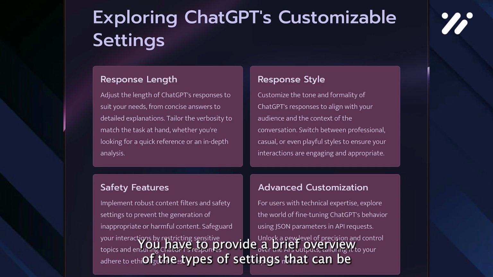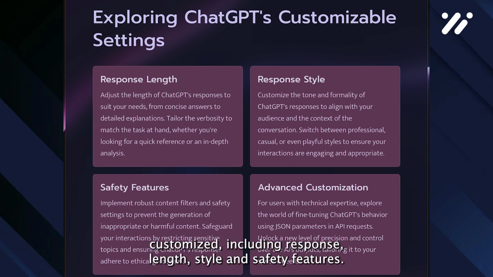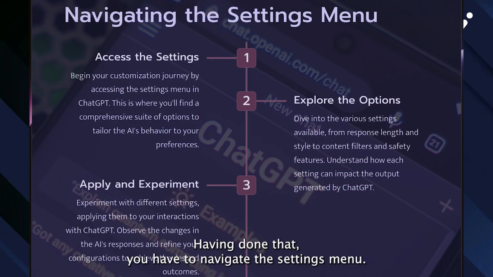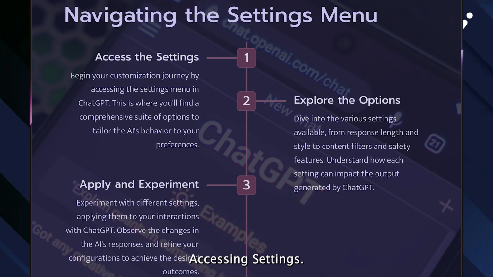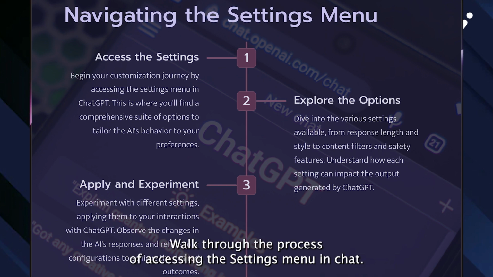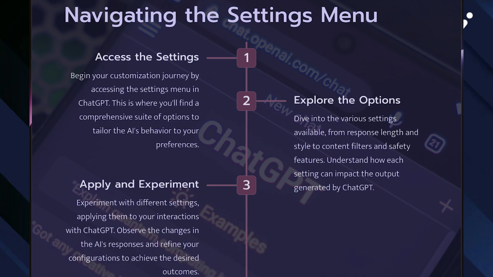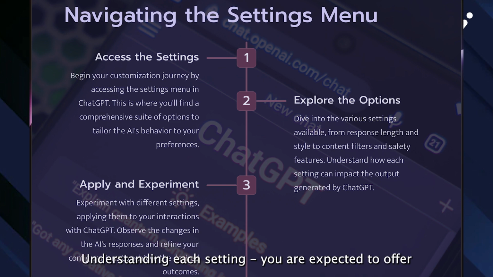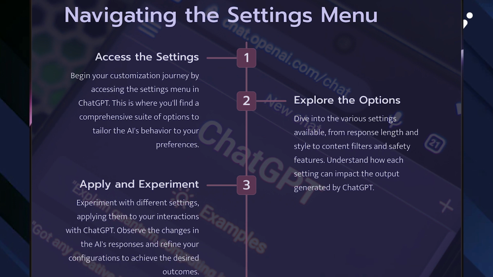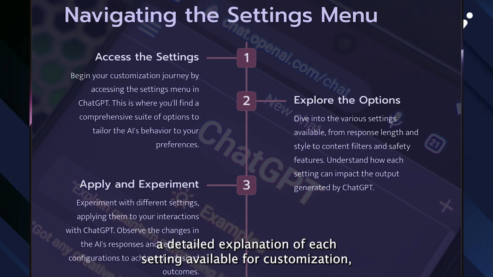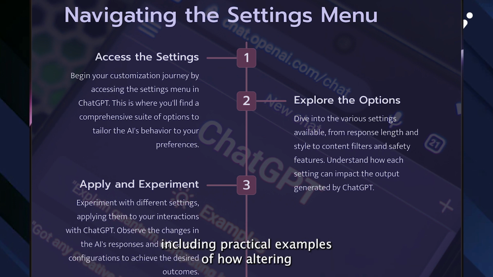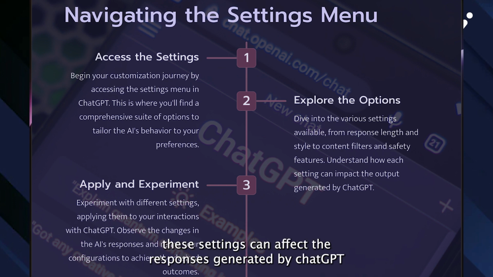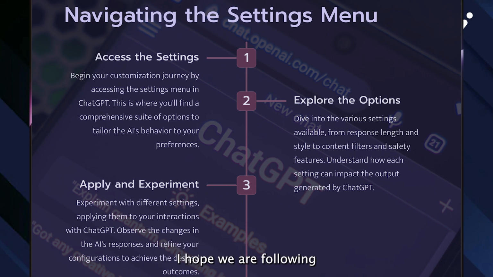You have to provide a brief overview of the types of settings that can be customized, including response length, style, and safety features. Having done that, you have to navigate the Settings menu, accessing settings. Walk through the process of accessing the Settings menu in ChatGPT, highlighting how to navigate to different customization options. Understanding each setting. You are expected to offer a detailed explanation of each setting available for customization, including practical examples of how altering these settings can affect the responses generated by ChatGPT. I hope we are following.